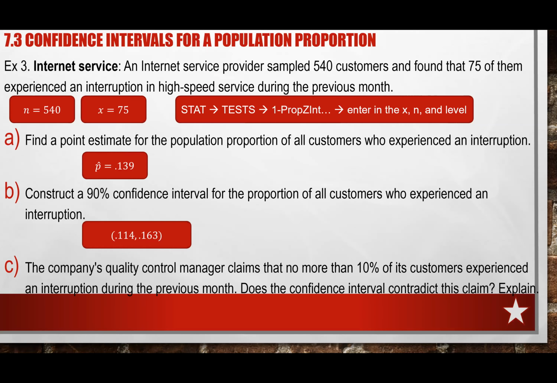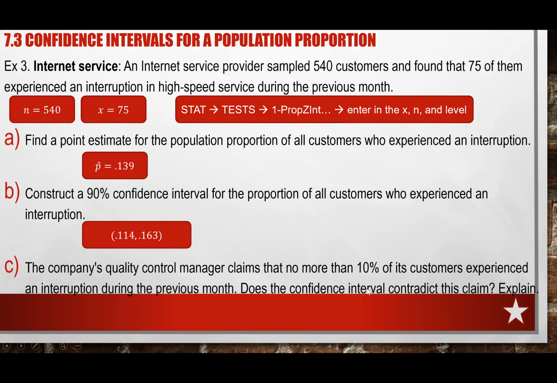The follow-up question is, the company quality control manager claimed that no more than 10%. What does it mean, no more than 10%? Do you agree that no more than 10% means the maximum percentage of customers that experience this interruption is 10% and below, right? No more than means 10% or less, right? So again, what he says is, in the previous month, no more than 10% of the customers should experience the interruption, right?